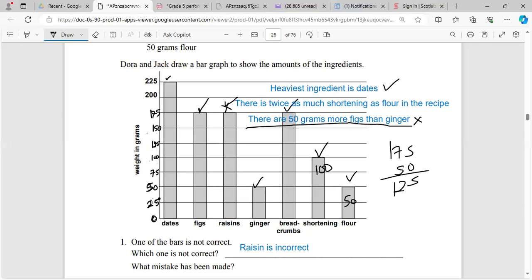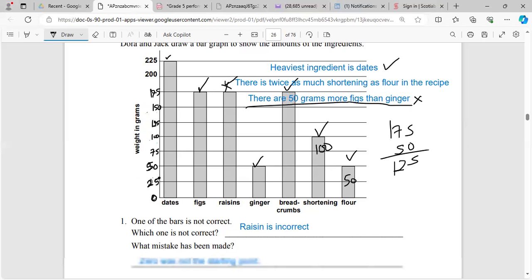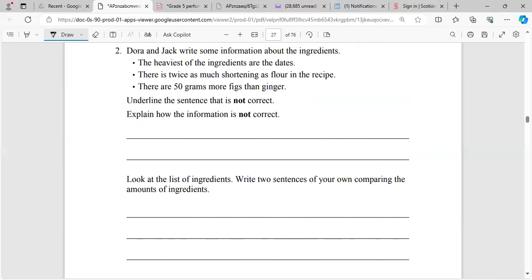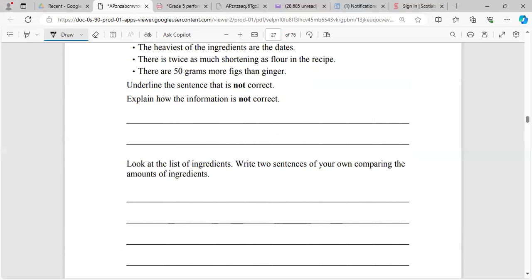Alright, so I just took the liberty of typing it so you guys can see the graph and you can follow. That's my style. Let's go, let's go, let's go. So that one will not be correct, and you can explain why. The difference is 125.